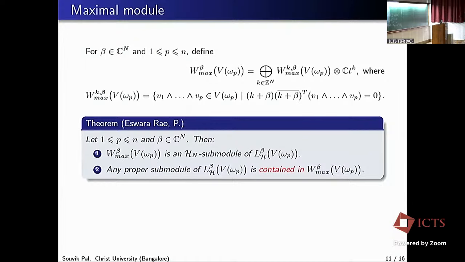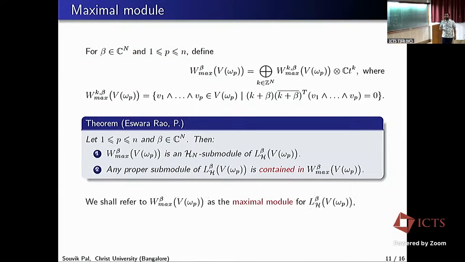What square? No. That will be 0. So you have to take only the first one. Yeah. So that is the reason we call this the maximal submodule or the maximal module for this Larsen module. Okay. So there are two classes of modules we have defined, the minimal module and the maximal module.